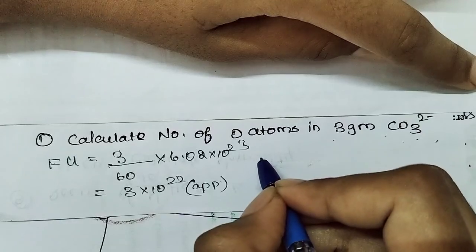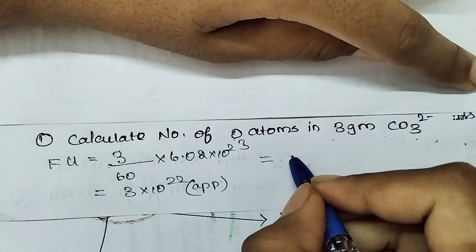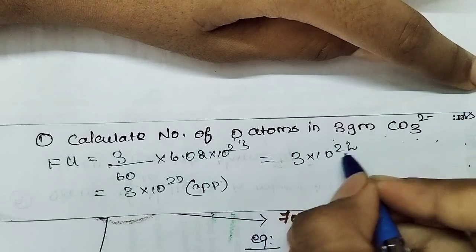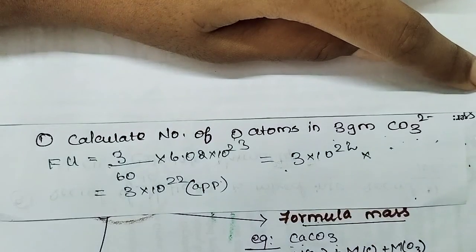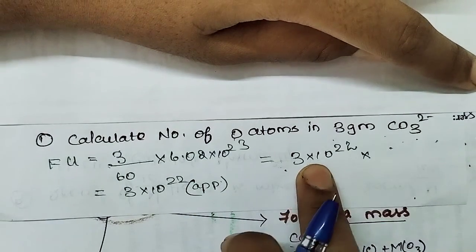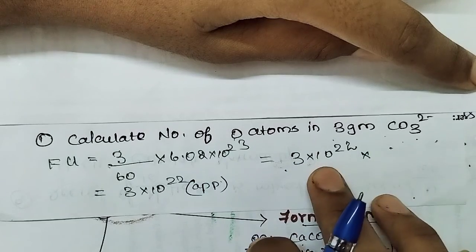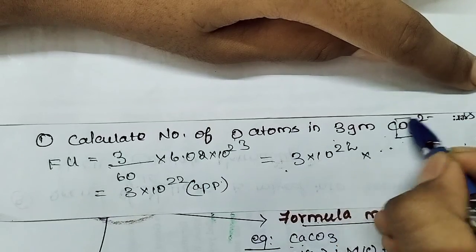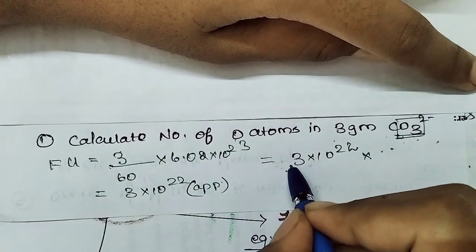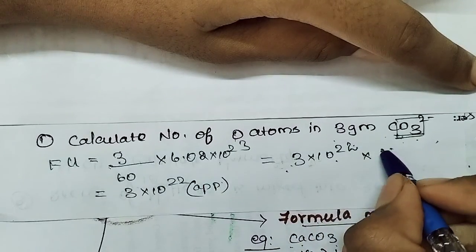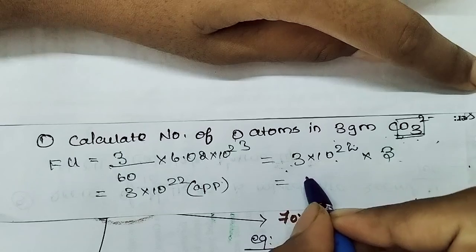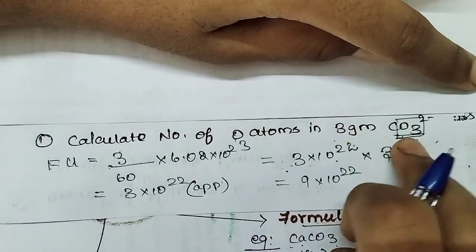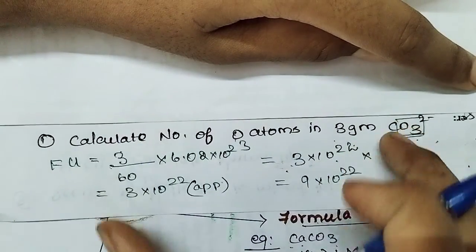Next is to find the number of oxygen atoms. We will take 3 into 10 to the power of 22 as the formula units. One formula unit has 3 oxygen atoms. Then 3 into 10 to the power of 22 units will have, so we will multiply. We get 9 into 10 to the power of 22 oxygen atoms present in 3 gram of calcium carbonate. That's how we will calculate this sum.